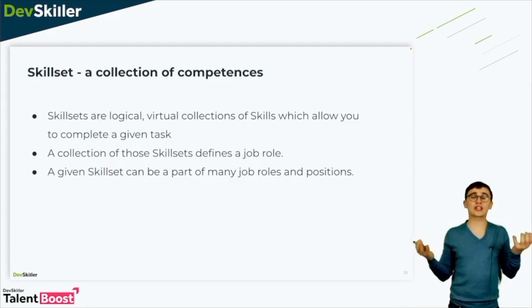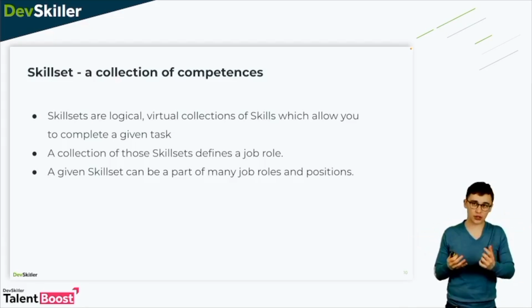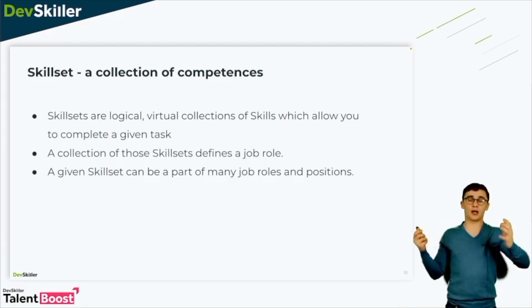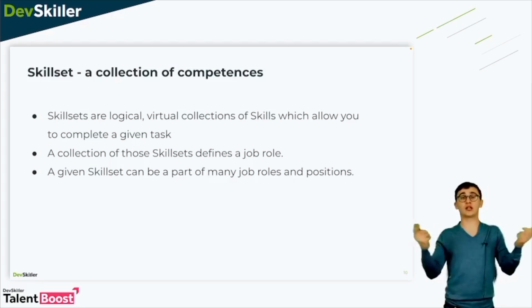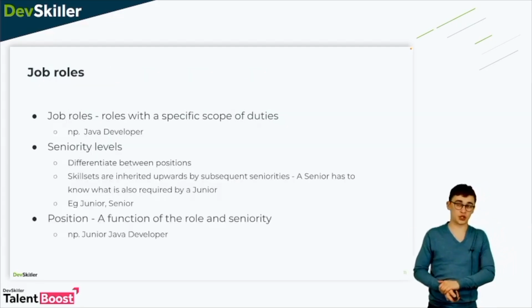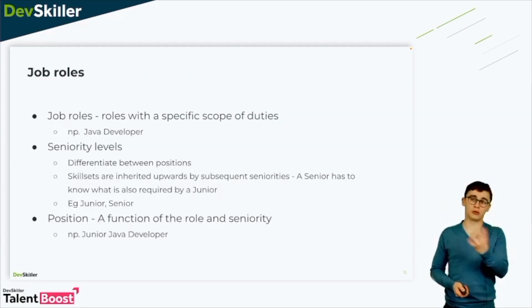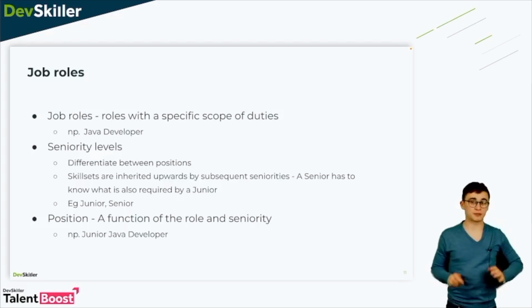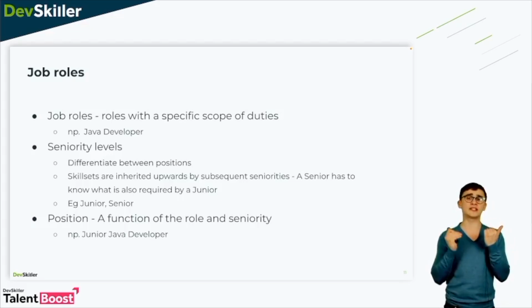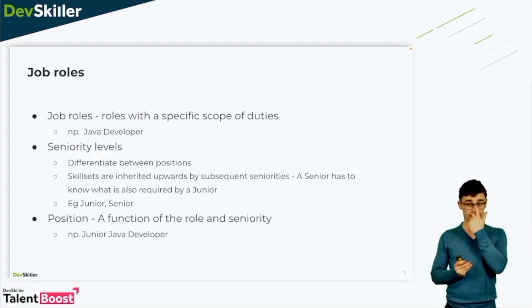Now, a collection of skill sets, a collection of those task-requiring skills, is a job role, and a single skill set could be applied to multiple job roles and positions. A job role is a role with a very specific scope of duties and responsibilities, such as a Java developer. Then we can look at seniorities and experience levels.